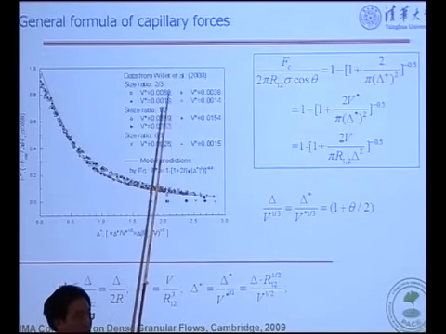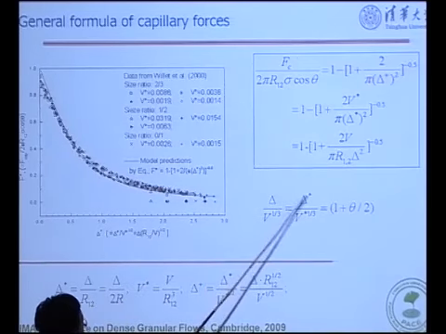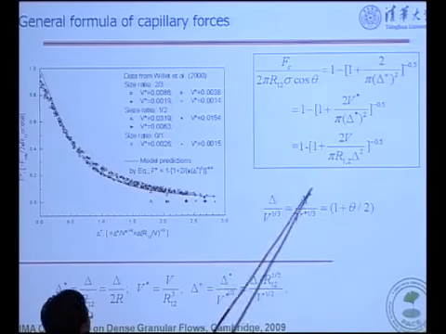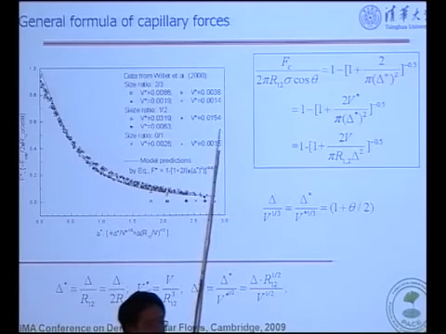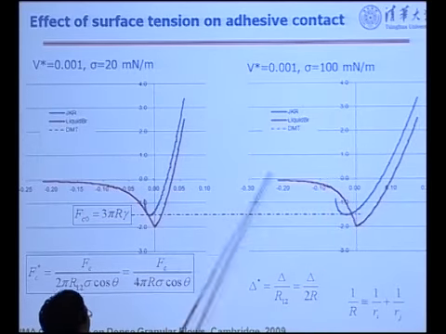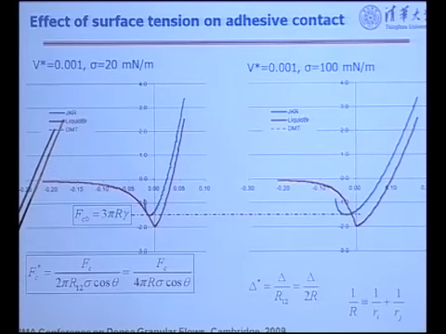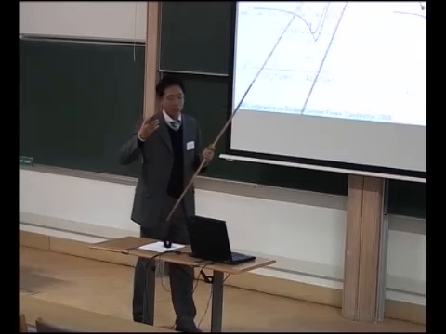So here we should have two equations. One equation is used to predict the force. Another one is to predict where the two particles rupture, where they are separated. This equation is this. And so we use these two equations and combine them with the Hertz theory. I have done lots of work on this.